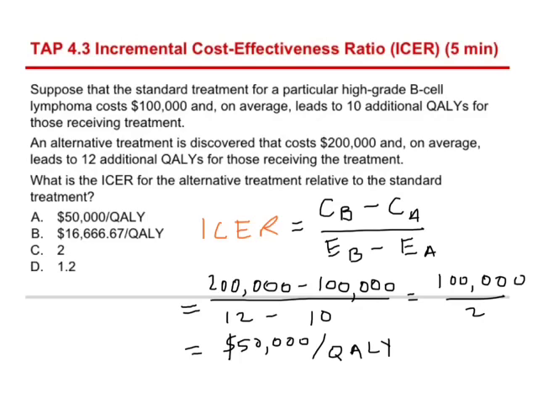So, but maybe that would make it through whatever threshold the authority that would consider using this cost effectiveness measure has established. I guess I should take that home and say that the answer would be A, $50,000 per QALY.